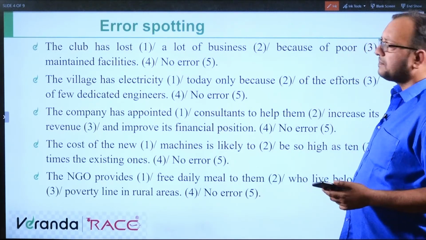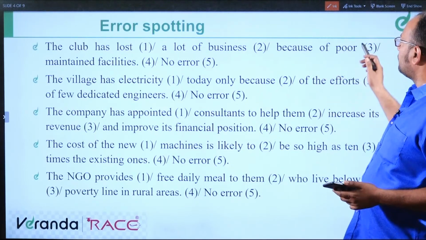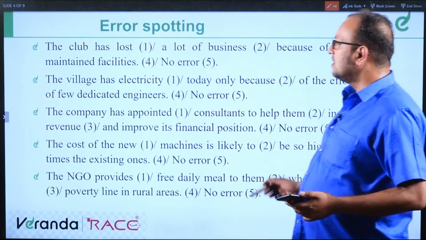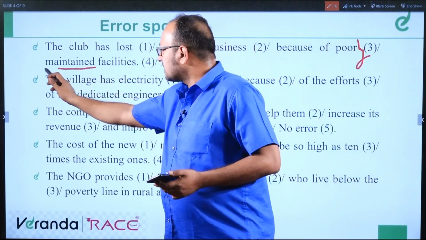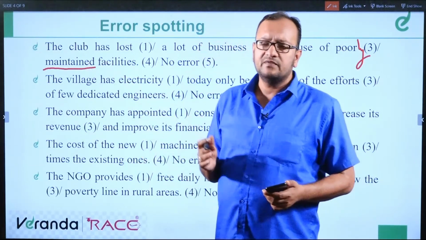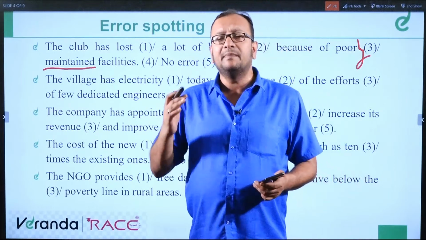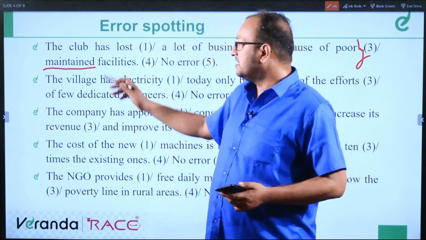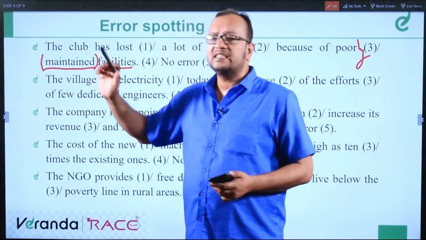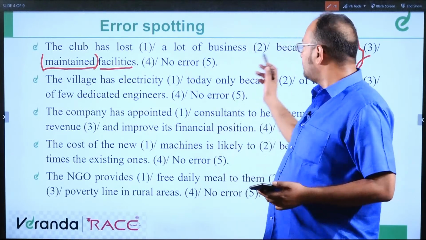So the error is in part 3. The club has lost a lot of business because of poorly maintained facilities. Maintained is what? Maintain is a verb, but when it is used in the past participle sense, as in maintain, maintained, maintained, facilities is a noun, so it behaves like an adjective. Before an adjective, an adverb is placed, so it should be poorly maintained facilities. So it should be poorly.